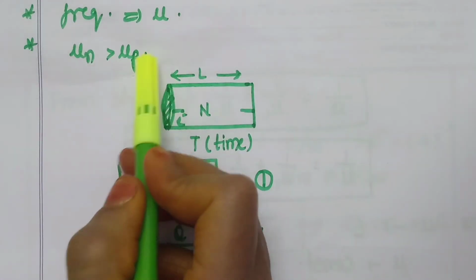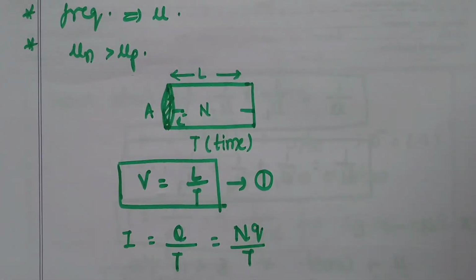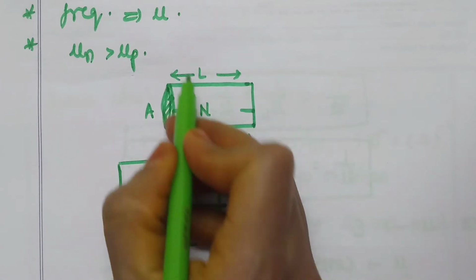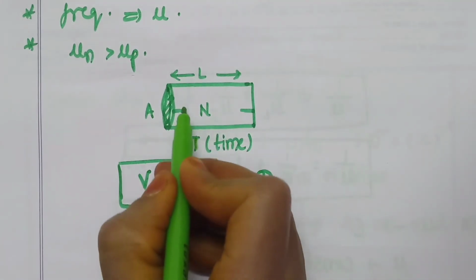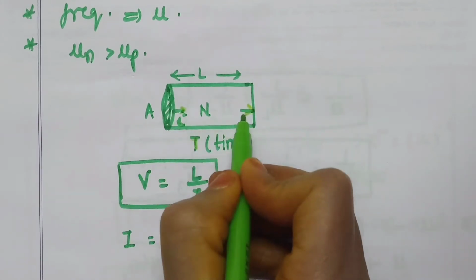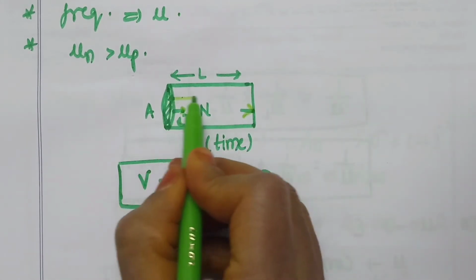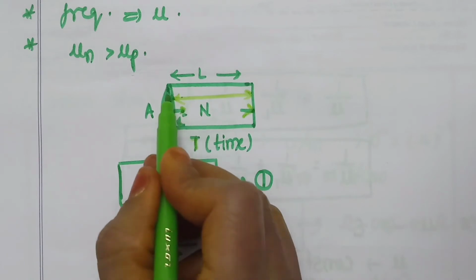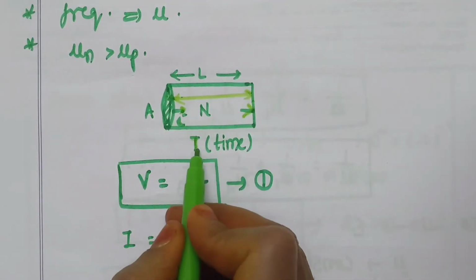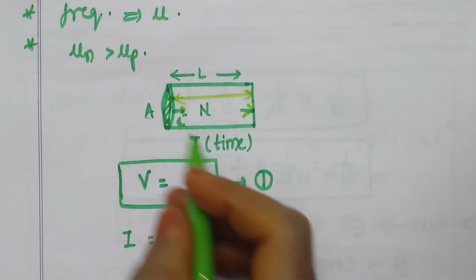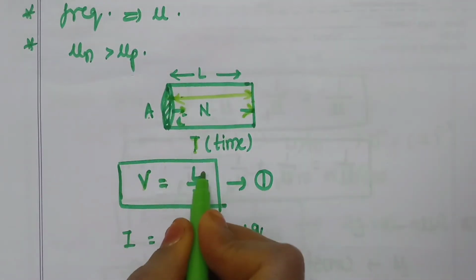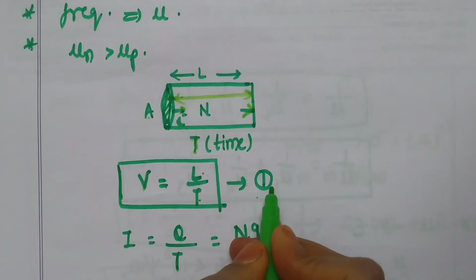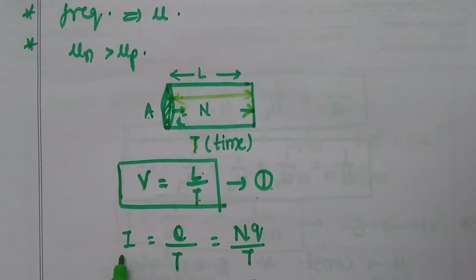This is discussed earlier. So now let us consider a metal with length L and area A. T is the time taken for the electrons to travel from one end to the other end. So we have the drift velocity V is equal to L by T. Let us consider this as equation number 1.